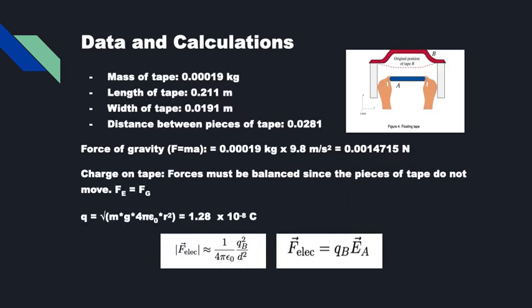Here's some more data and calculations. We've got the mass of the tape, the length of the tape, the width, and the distance between the two pieces of tape, as well as the calculated force of gravity, which was 0.00141715 newtons. And then we could also assume that since forces must be balanced, because the top tape wasn't moving downward, the electric force must be equal to the gravitational force.